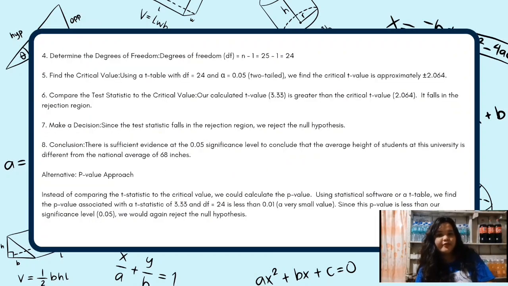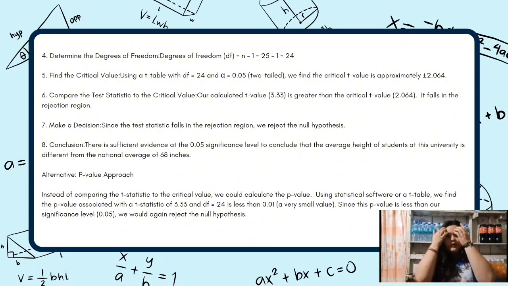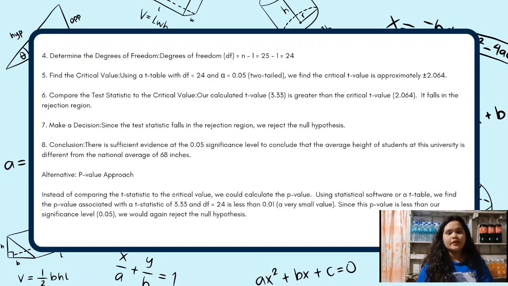The next is number 4, determine the degrees of freedom. Degrees of freedom equals n minus 1, equals 25 minus 1, equals 24. Then number 5, find the critical value using a t-table with 24 degrees of freedom and alpha equals 0.05 two-tailed. We find the critical t-value is approximately 2.064.